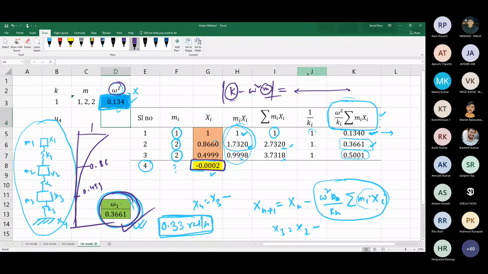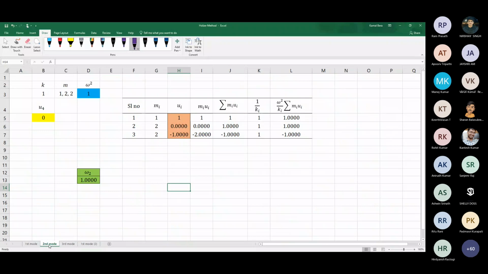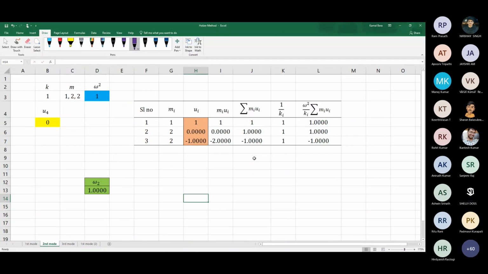So we'll discuss one of the few methods, like the matrix iteration method. That is a kind of method, although that is also not used nowadays. It is a little bit more advanced than this simple method. So similarly, you can do it for the second mode, right?